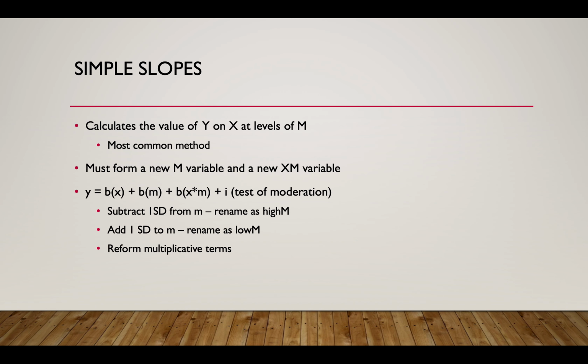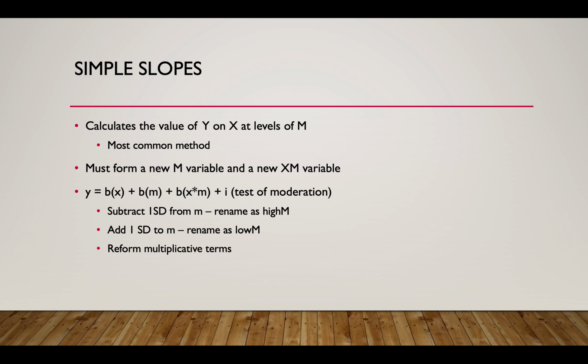We will subtract 1 standard deviation from m and rename this as high. I'll save this for class, but I always like to ask, why is it that we subtract 1 standard deviation to get a high value of m, and we add 1 standard deviation to get a low value of m? That's something that we'll talk about in class, and then we'll reform the multiplicative terms, and then you rerun the analysis at high levels and at low levels. The effect of the slope of x at high levels of m tells you what the simple effect is when m is not held constant at its mean, but is held to a higher or lower value.